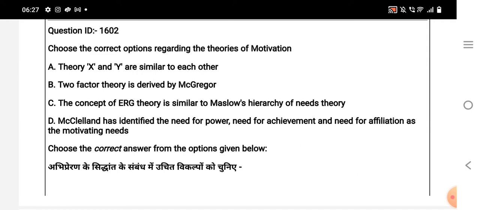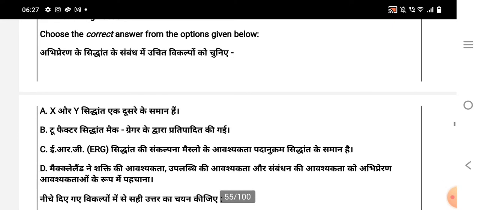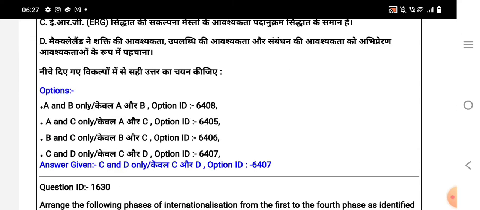McClelland has identified the need for power, need for achievement, and need for affiliation as the motivating needs. So yes, this is also true. So the right answer of this question will be C and D. So the option D will be the right answer.